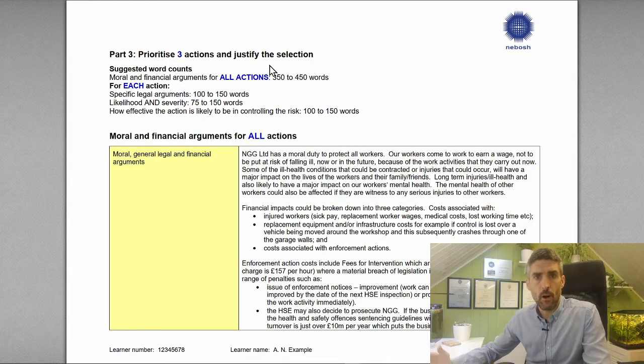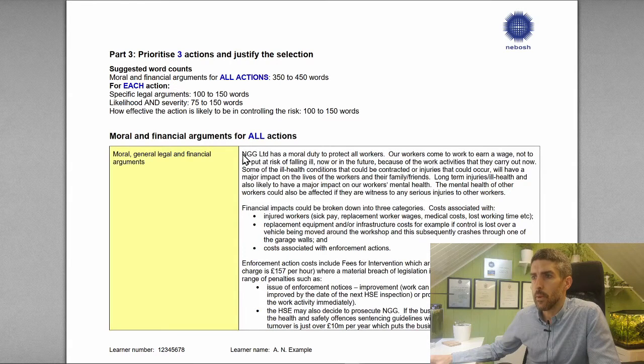So just put them in there for now on the table, then go back up to this first bit, because this first bit of part 3, what you need to do is, in this part, make moral and financial arguments. And what you can also do, and I would advise you do this, is put in some general legal arguments as well, not specific legal arguments. I'll come on to that in a second.